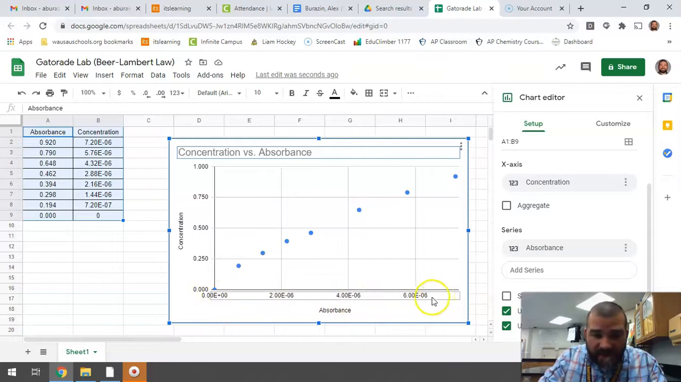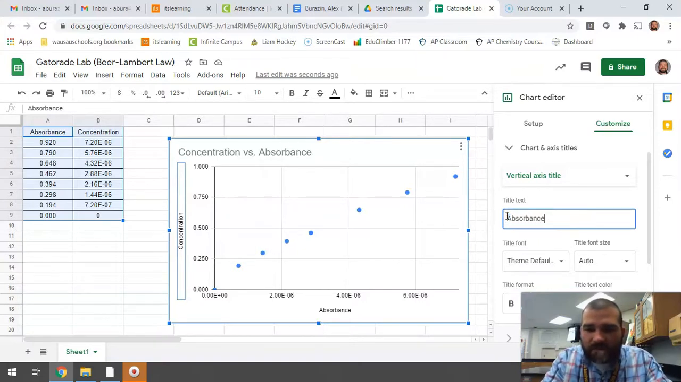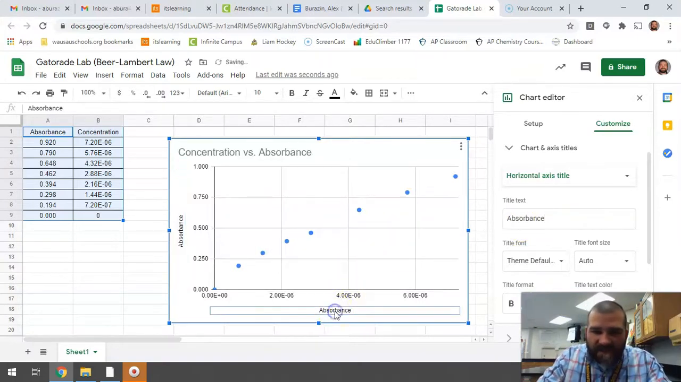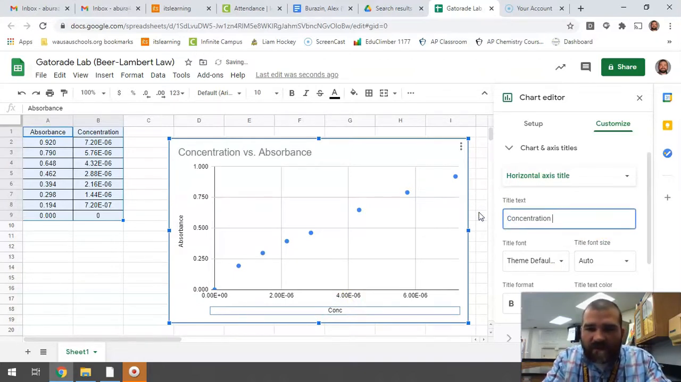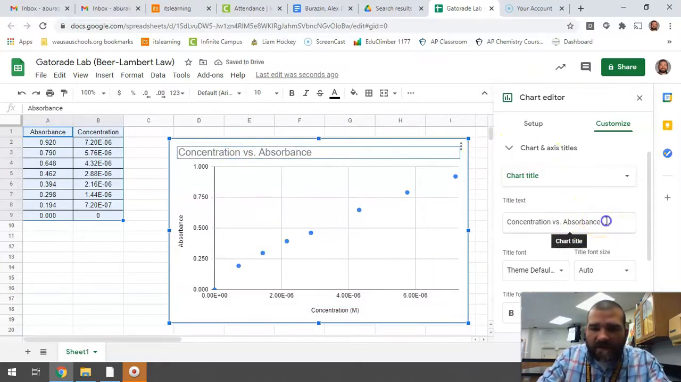You'll notice this is concentration. Our concentrations were very, very small. And this is absorbance. Our absorbances were between 0 and 0.9. So the numbers are good, the labels are not. I clicked on that title and I'm going to switch this to absorbance. I clicked on the title down here, and I'm going to switch this to concentration. If you want to be more specific, you could put molarity in parentheses, because that's what it is. And then you'll notice that our title is backwards as well.